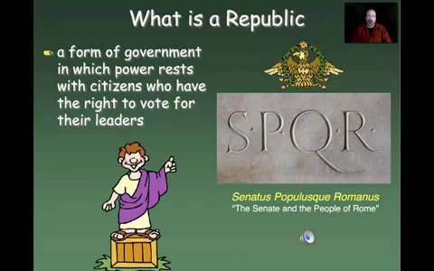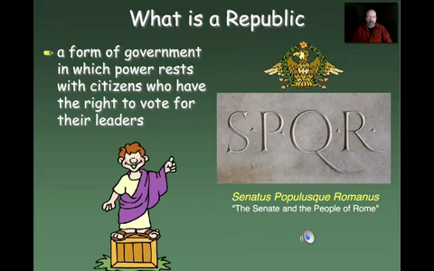Okay, let's start off with the definition of a republic. What is a republic? Well, a republic is a form of government in which power rests with citizens who have the right to vote for their leaders. This is very similar to the type of government that we have. We like to think of ourselves living in a democracy, but it's really a democratic republic.